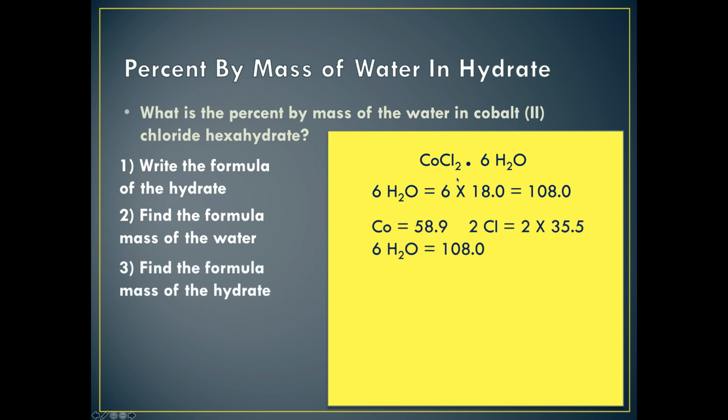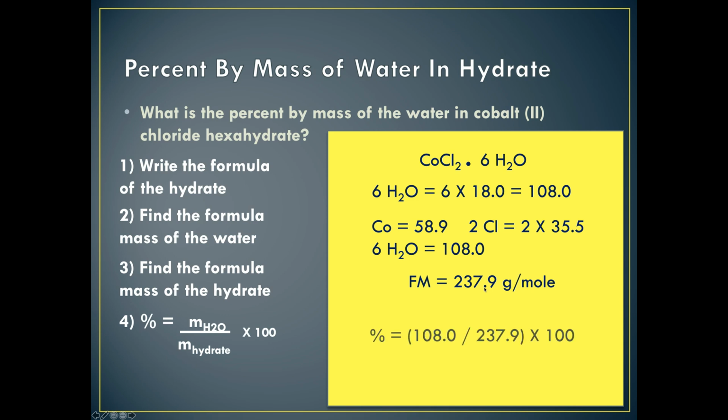So let's go ahead and do that. Cobalt is 58.9. Each chlorine is 35.5 for a total of 71. The 6 waters is 108.0, meaning the entire gram formula mass is 237.9, of which the water makes up 108.0. So we're going to take our part, divide it by our whole, and multiply it by 100, and that will give us the percent by mass of water in the hydrate.